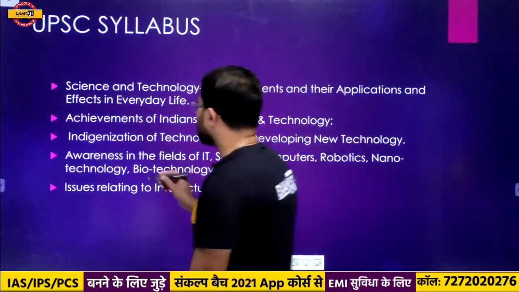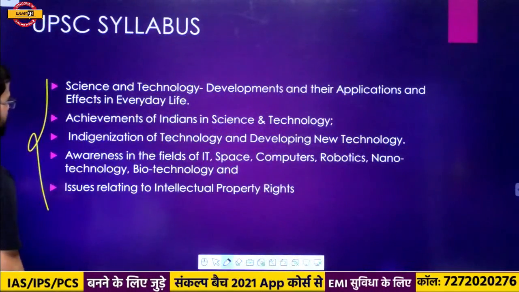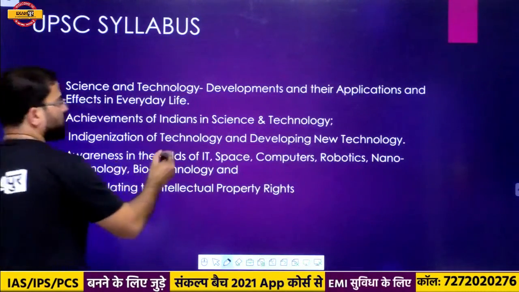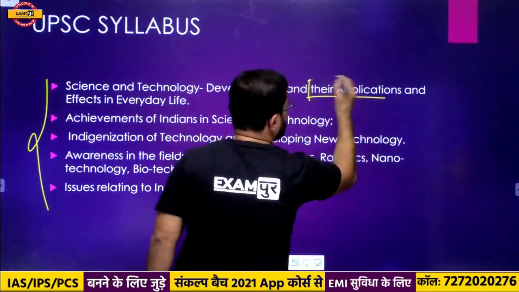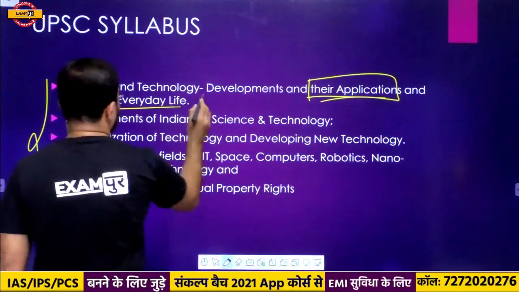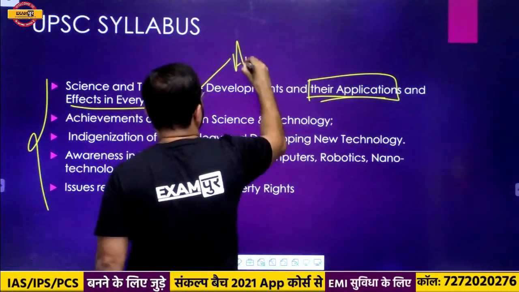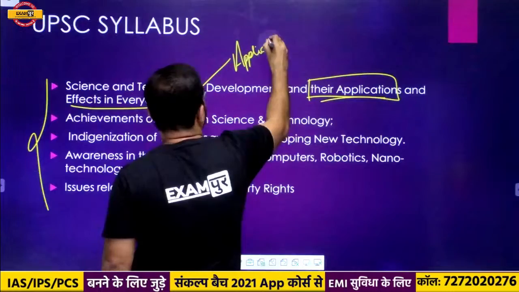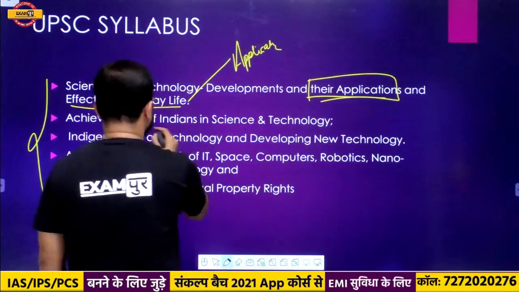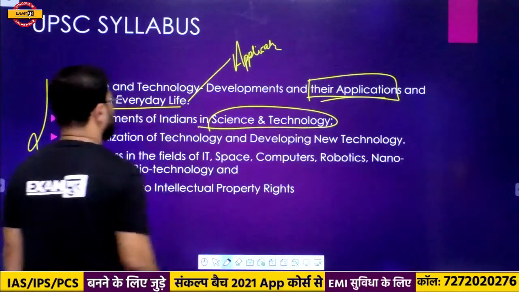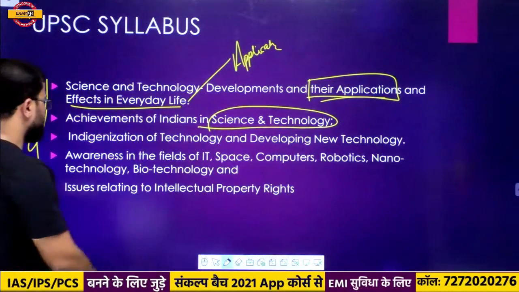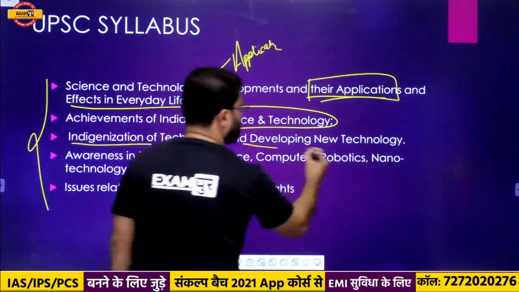These things have been mentioned in the UPSC syllabus. Let us have a brief idea about what UPSC demands. After that, we'll go into detailing of each and every topic. Let us read it once. Science and technology development and their application and effects in everyday life. More or less, this is also application based. Achievement of Indian science and technology, achievement of India in the field of science and technology. Indigenization of technology and development of new technology.